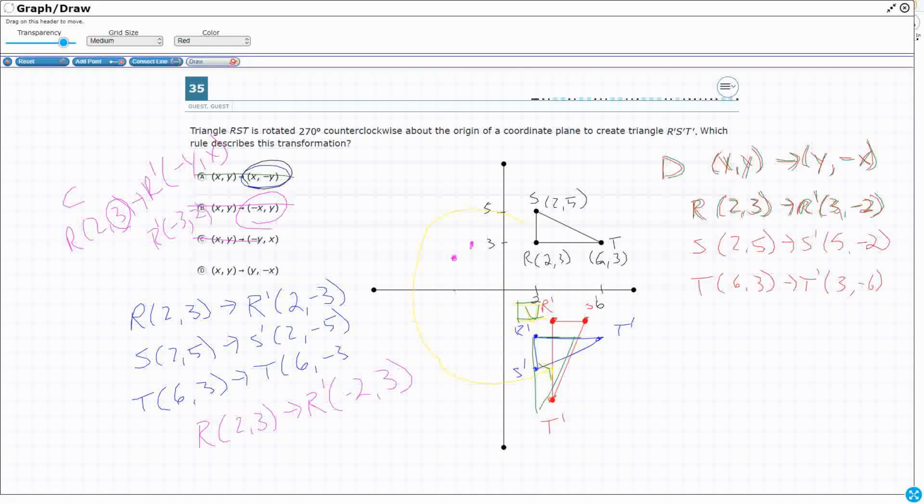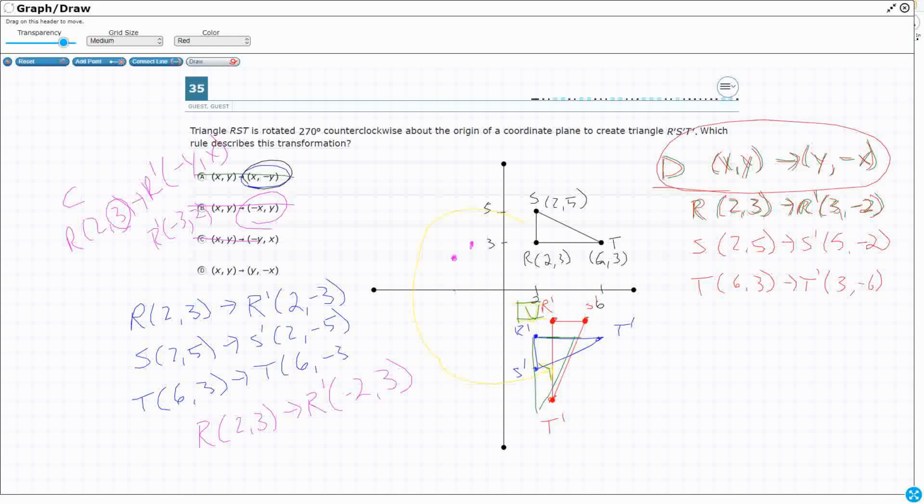So we followed this rule: (x, y) turns into (y, negative x). And we did come up with this rotation here. So our answer is D.